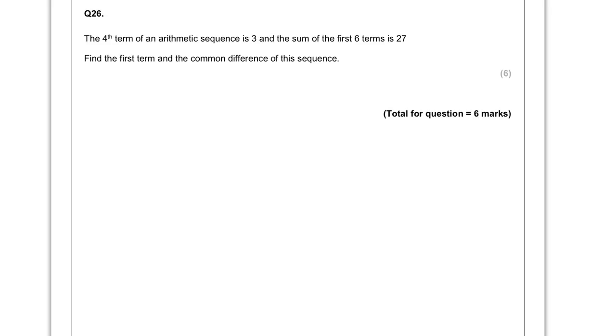Okay, arithmetic sequences. The fourth term is 3, and the sum of the first 6 terms is 27. 6 marks. Wow, this is easy. Now, we can do this in 2 ways. One that I like to call common sense.